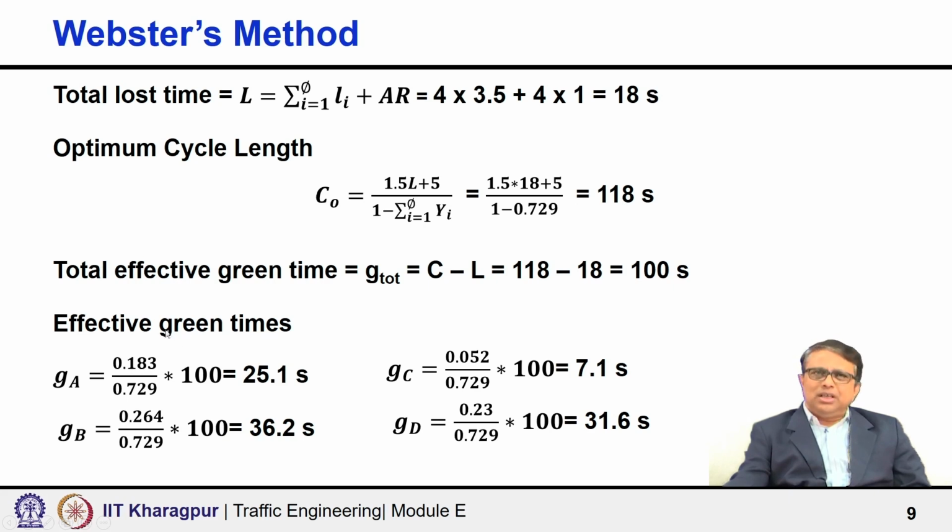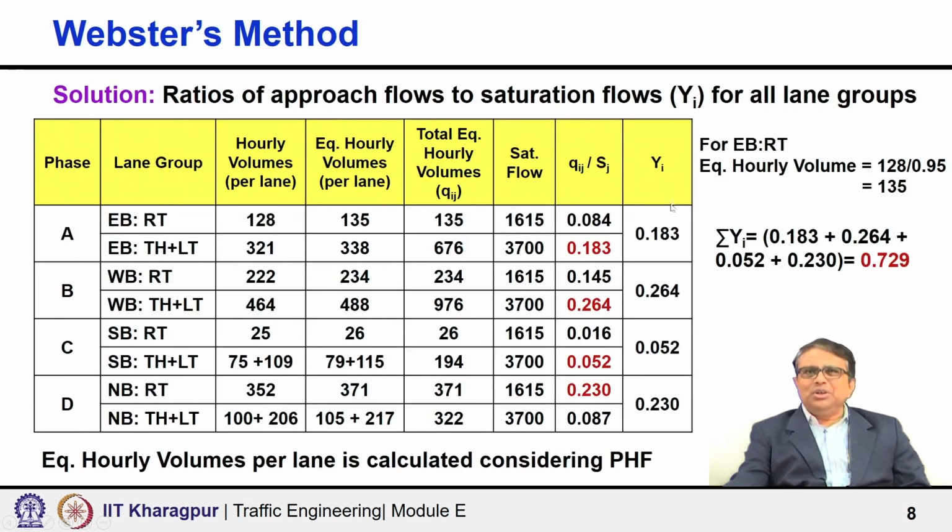So, if this is the cycle length, then what is the total effective green time? It is the cycle time minus total lost time. Cycle time is 118 and total lost time is 18. So, the effective green time is 100 seconds. Now, these 100 seconds are to be distributed to 4 phases. In what ratio? yi by sum over yi.